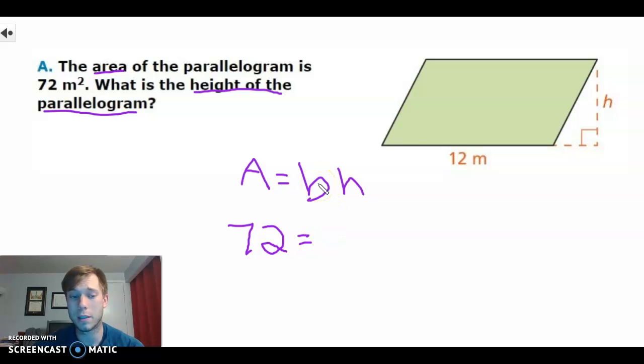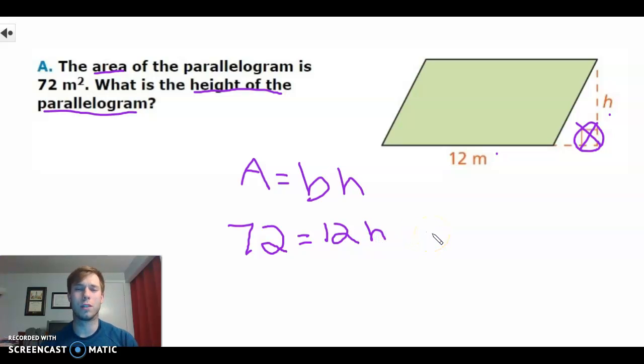We know the base, in this case, it's 12 meters. Once again, here is your 90-degree perpendicular angle. So X marks the spots. There's your base, there's your height. So our base is 12 meters. And we're going to multiply that by h. Well, we don't know what h actually is.